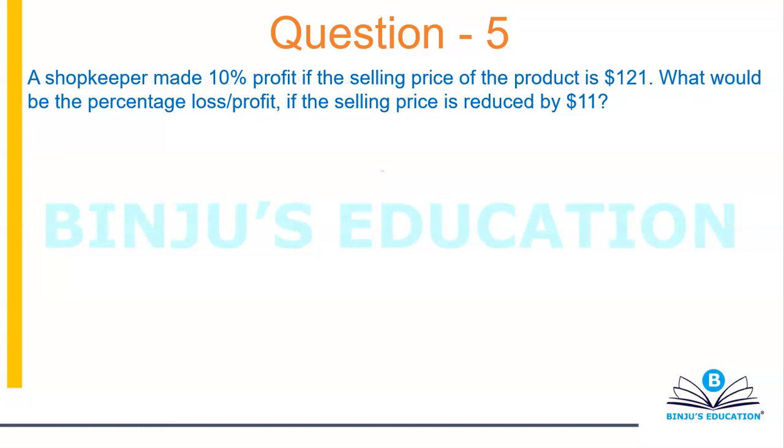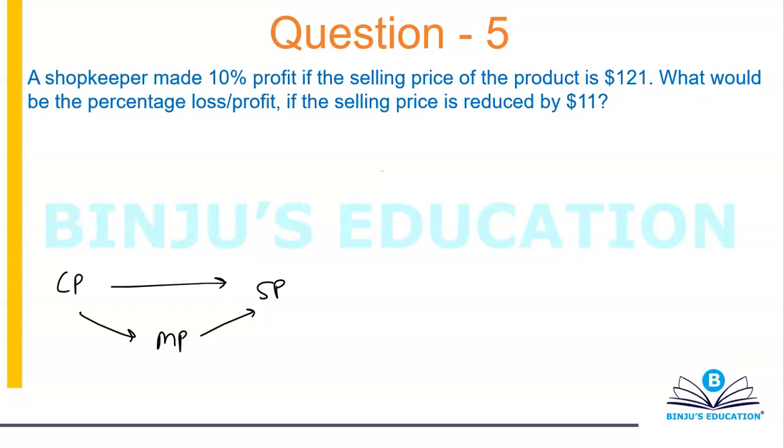All right, let's try this one. A shopkeeper made 10% profit if the selling price of the product is 121. Again, the same thing. Cost price, selling price, mark price. It will get boring after some point of time. I don't deny that point, but you need to do this, guys, so that the concept is clear to you. You have to make this triangle at least like 20-25 times. Then once this concept is embedded, you won't have any problem, trust me.